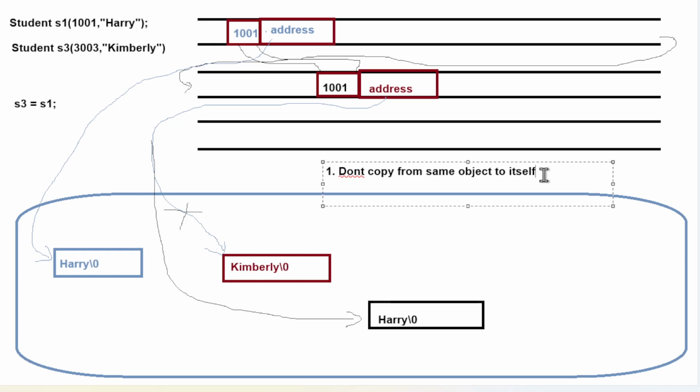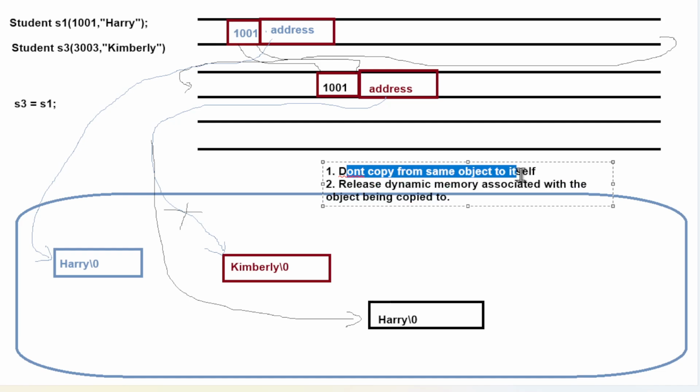And you want to release the memory associated with the object. You release the dynamic memory associated with the object being copied to. If you don't release it, it will lead to a memory leak problem, and if you don't do the self-check, then you will be unnecessarily executing the code copying to itself. So you will be making your code inefficient.